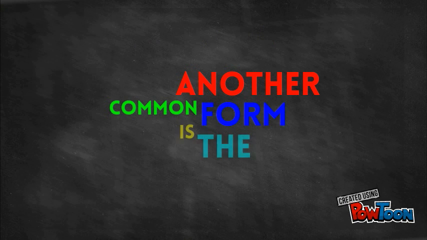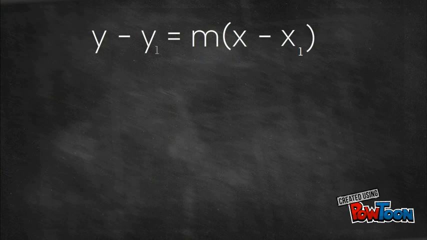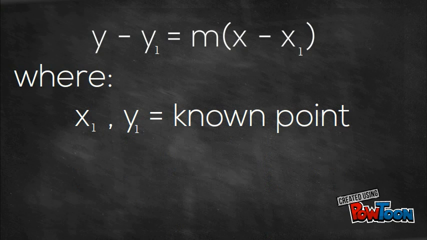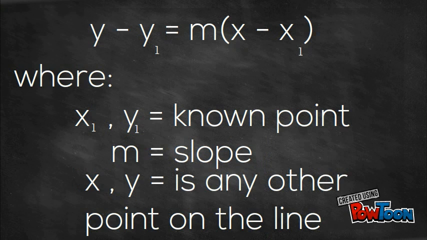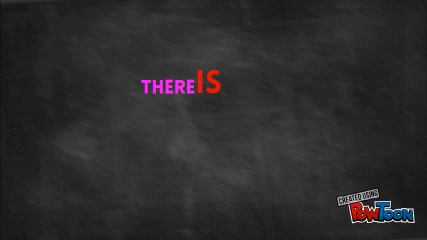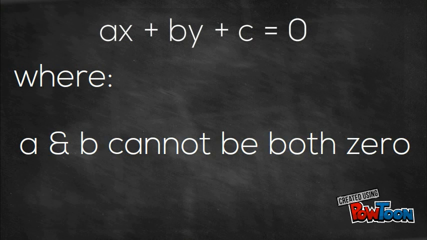Another common one is the point-slope form of the equation of a straight line, written as y minus y sub 1 equals m open parenthesis x minus x sub 1 close parenthesis, where x sub 1 and y sub 1 is a known point, m is the slope of the line, and x and y is any other point on the line. And there is also the general form of the equation of a straight line, which is written as ax plus by plus c equals 0, where a and b cannot both be 0.